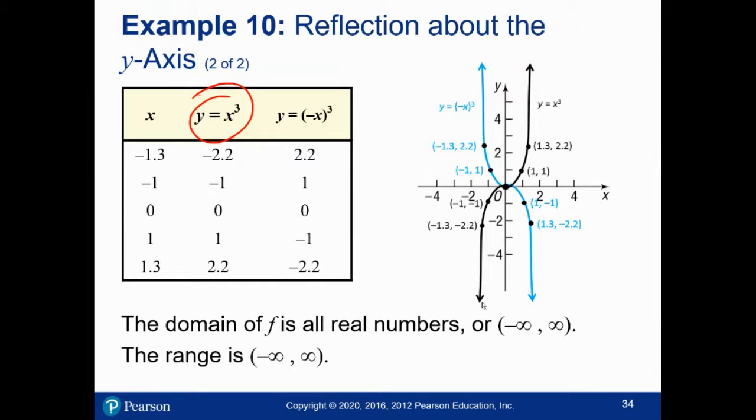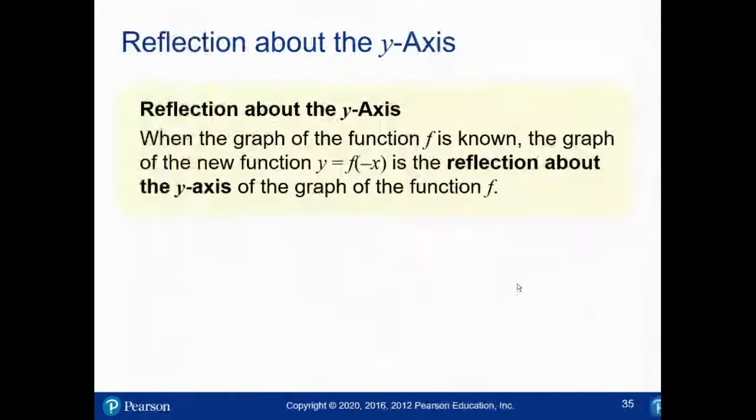The range is actually not changed by this sort of reflection, because what I used to get out over here, I now get out over here, and what I used to get out here, I now get out here, so I'm getting out the same values. So the range of the cube function was all real numbers, and it still is. Okay, so if you have f of ax, where a is negative, that is a reflection about the y-axis.